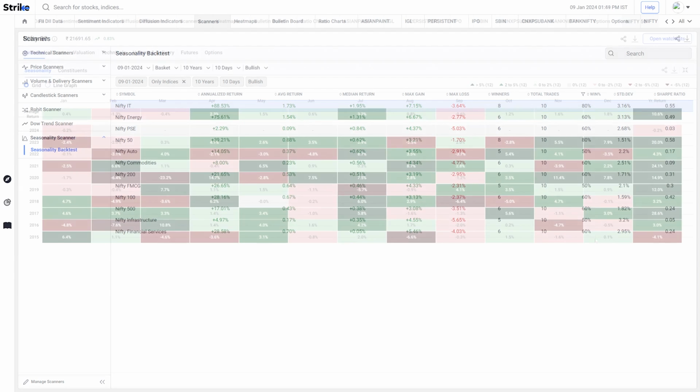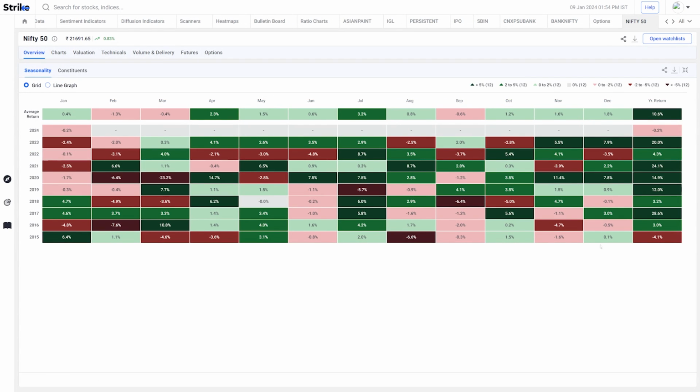Let's get started. First, let's understand what seasonality is. It refers to the tendency of stocks or indices to exhibit patterns of gains or losses during specific times of the year. This can be due to various factors like financial reporting cycles, consumer behavior changes, or institutional investment patterns. Our focus today is to help you scan such opportunities and how to capitalize on these patterns.